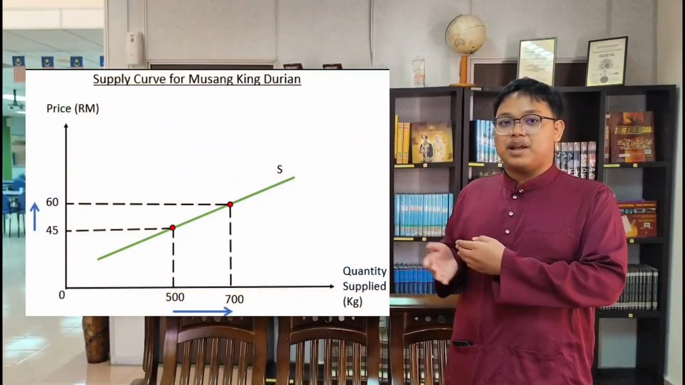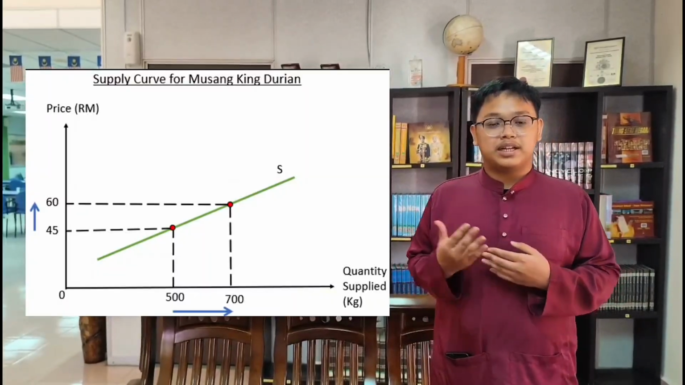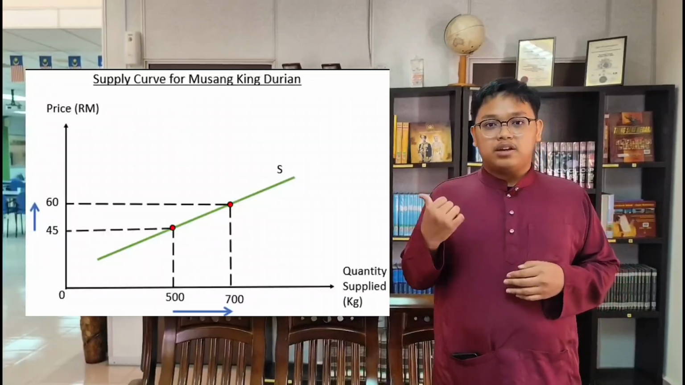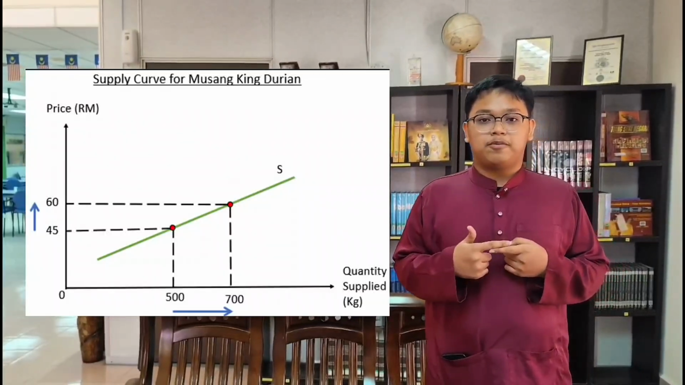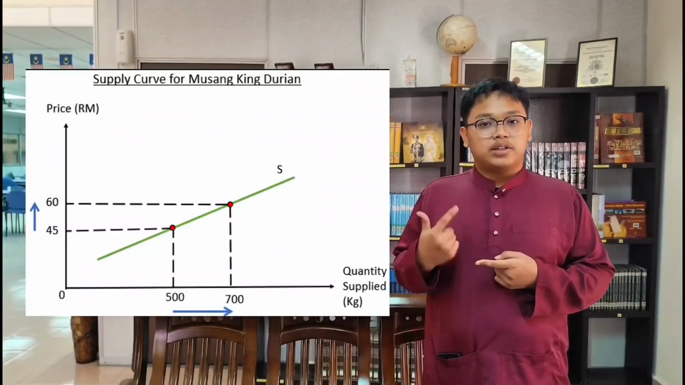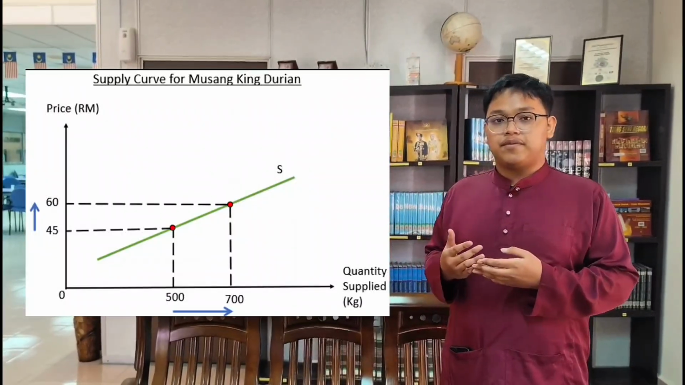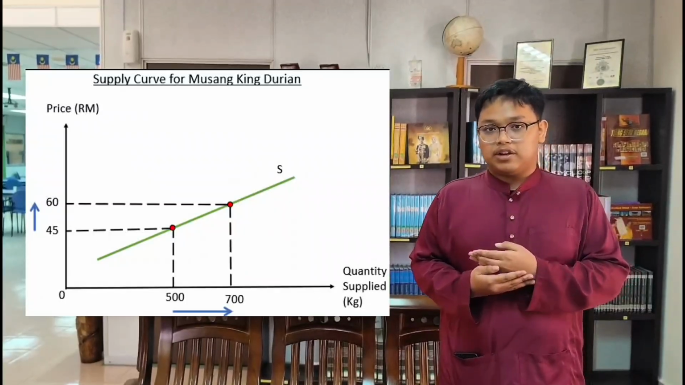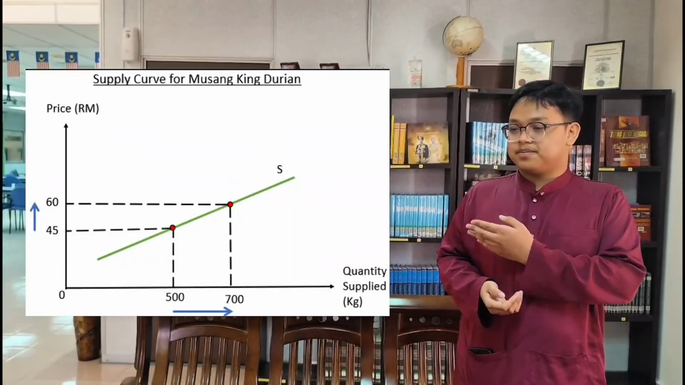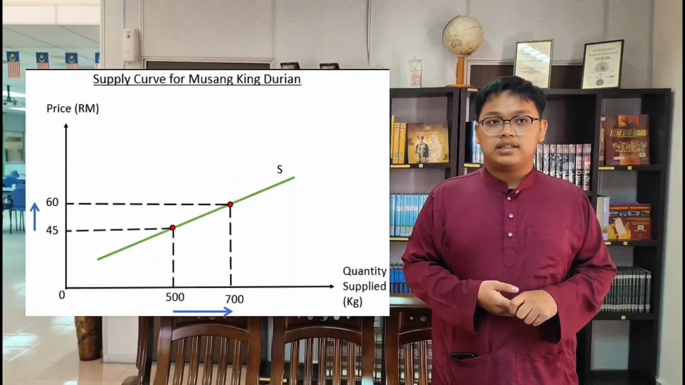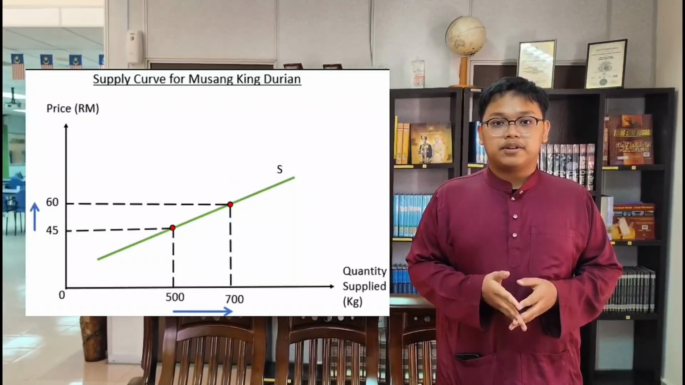So guys, this is the supply curve. After we apply these numbers into the curve, we can see that the arrow means the increase from 45 ringgit to 60 ringgit. So the quantity supplied also increased from 500 kilograms to 700 kilograms. So the curve is more flattened. That means it is responsive.